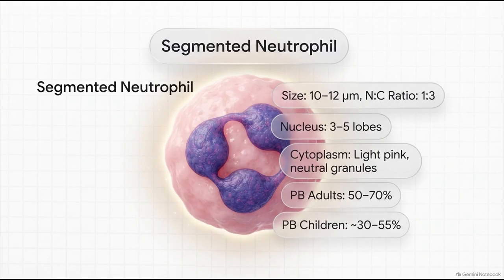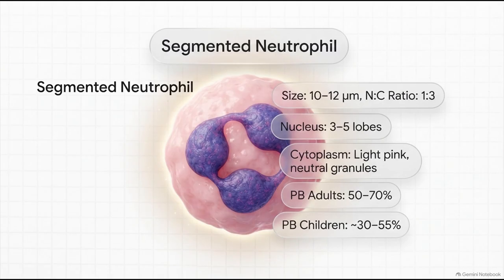It boasts 2 to 5 distinct nuclear lobes. This is a brilliant adaptation that literally allows it to squeeze right through endothelial linings to get into the tissues. The cytoplasm is light pink with neutral staining secondary granules. Make sure you memorize these ranges.